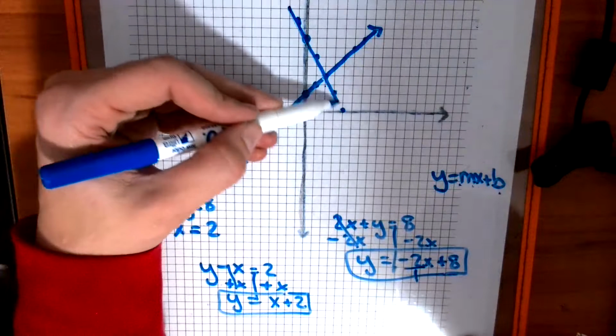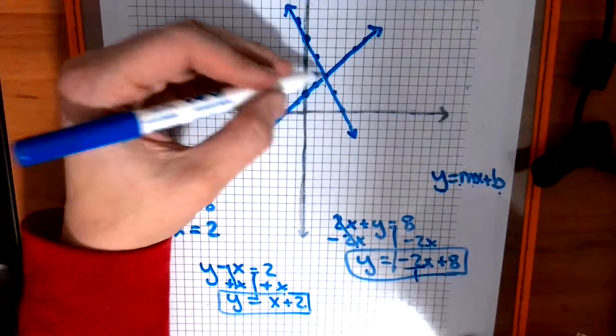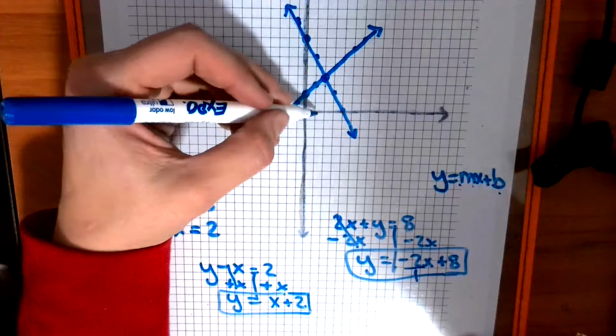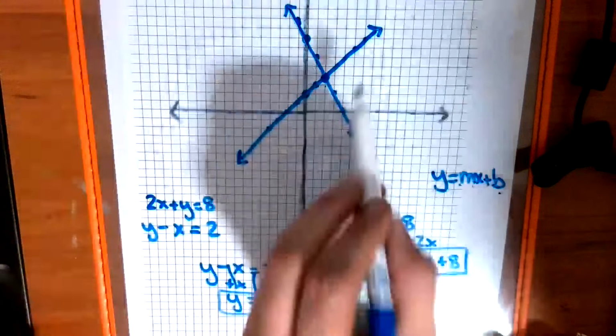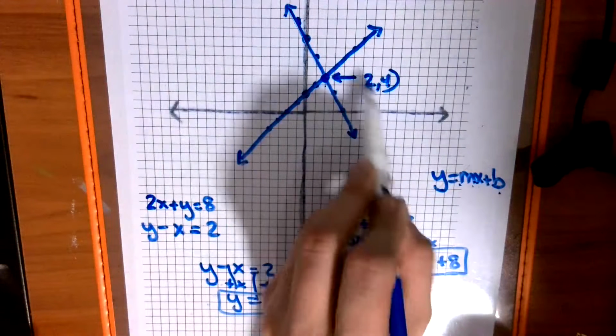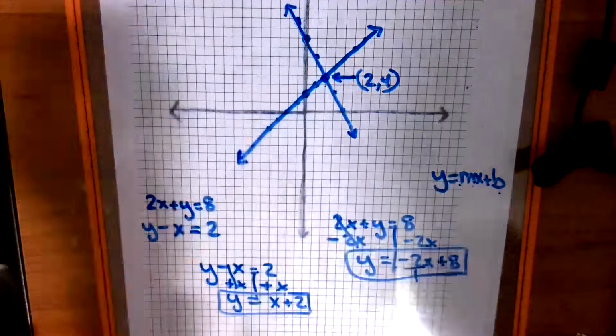We make our line. We see that they have an intersection right here. That point is the solution set. So that's 1, positive 2, up 1, 2, 3, 4. So that crossing point right there is 2, 4. Let's just make sure we got that right. 1, 2, up 1, 2, 3, 4.